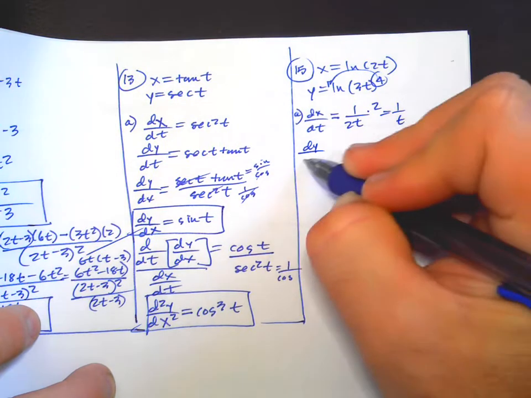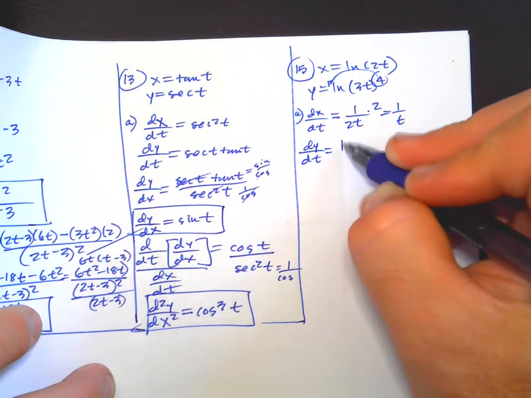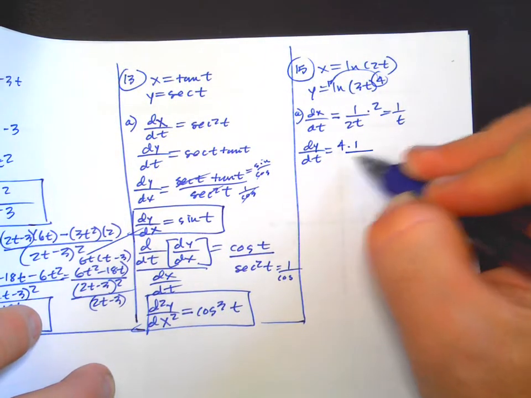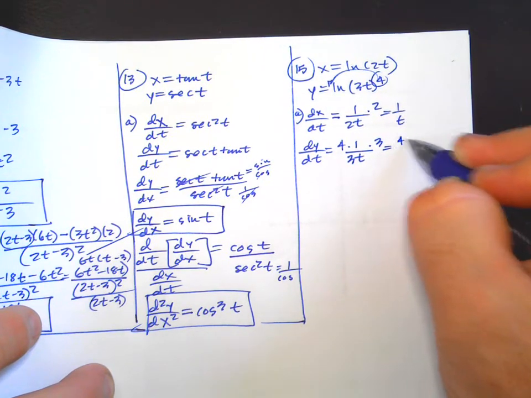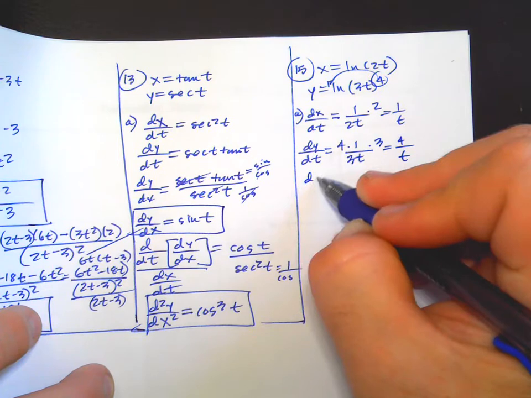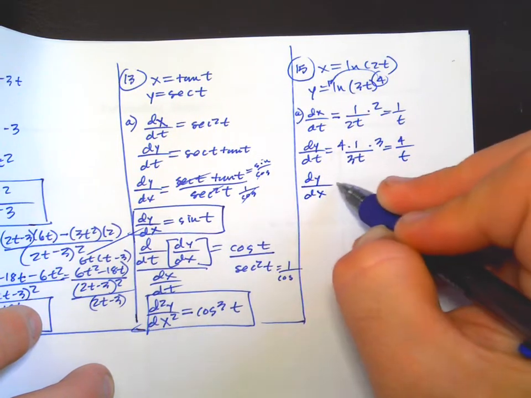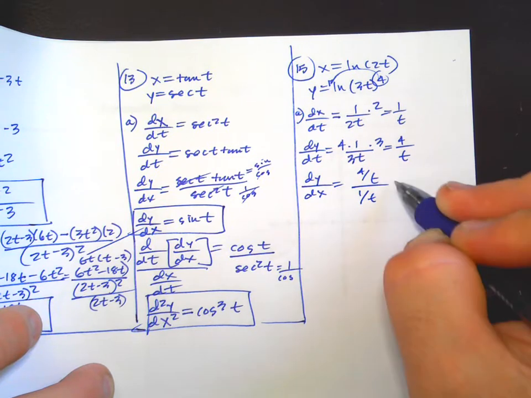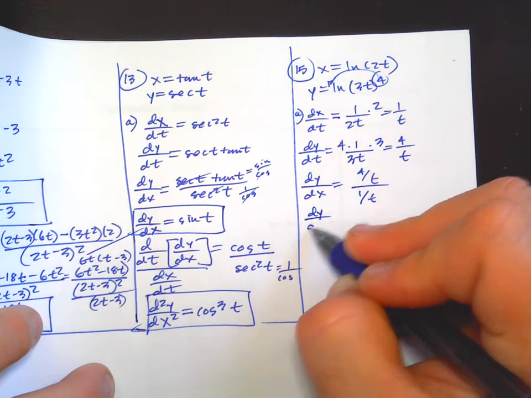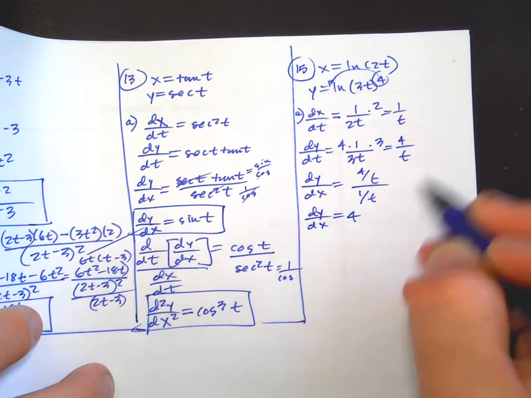dy dt is going to be 4 times 1 over 3t times derivative of what's inside. So you get 4 over t. So dy dx is going to be 4 over t divided by 1 over t. dy dx is going to be 4.